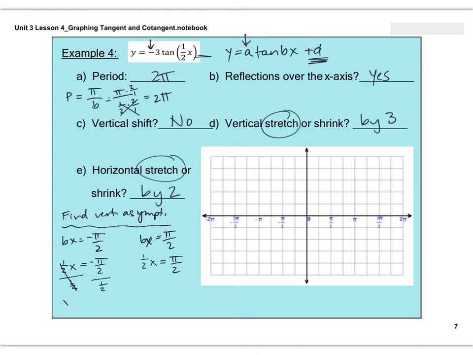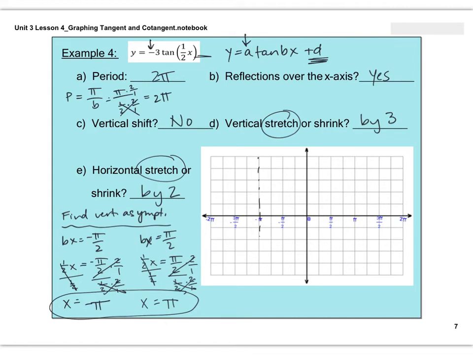These will cancel. And then over here, you have to multiply by 2/1. These cancel, we get negative pi, or negative pi over 1. And then here, divide by a half. These cancel, and x equals multiply by 2 over 1, these cancel. So it's pi over 1. So our vertical asymptotes this time are going to be at negative pi and positive pi.